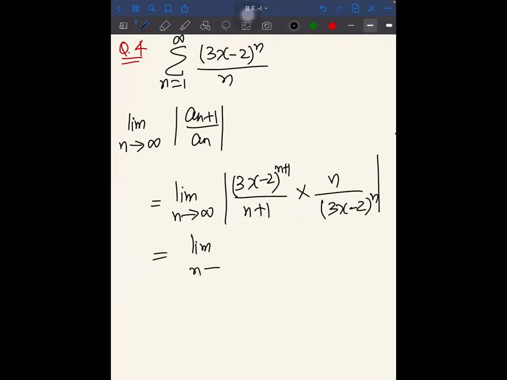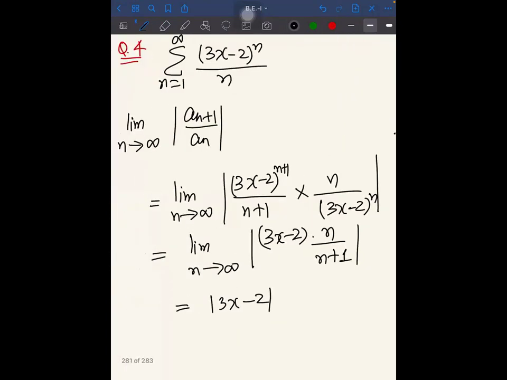Limit n tends to infinity, 3x minus 2 will be there into n upon n plus 1, mod. So it will come out to be mod of 3x minus 2, right? There is an important point to note. The series will converge only when mod of 3x minus 2 is less than 1.